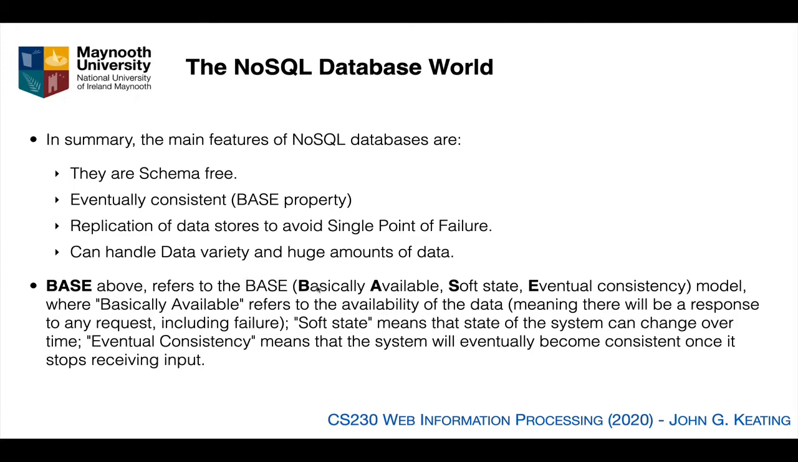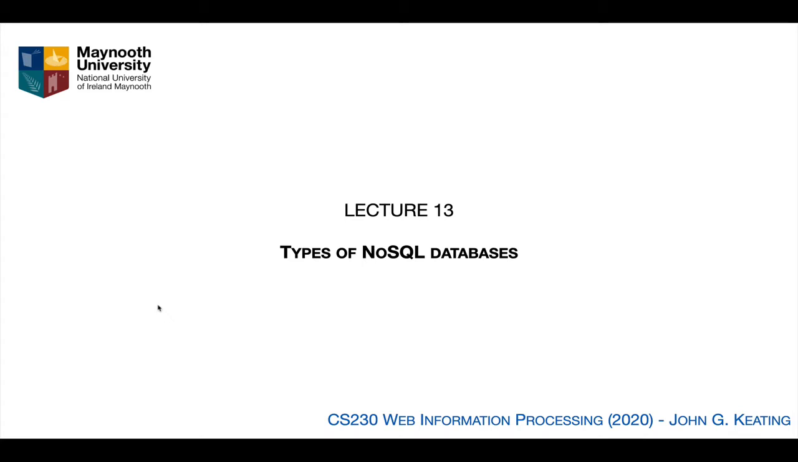BASE refers to the basically available, soft state, eventual consistency model, okay? Basically available means the availability of the data. I mean, there will be a response to any request, including a failure. So if I say I want to get something, the database will always respond and let you know, even to tell you it can't find it, there's nothing there. Soft state means that the state of the system can change over time. It's not fixed. So, that's a very useful property. Eventual consistency means that the system will eventually become consistent once it stops receiving input. Okay, so it stabilizes in some way, and the data will be available, without change from there on. Okay, so that's really it, and that's the way it works.